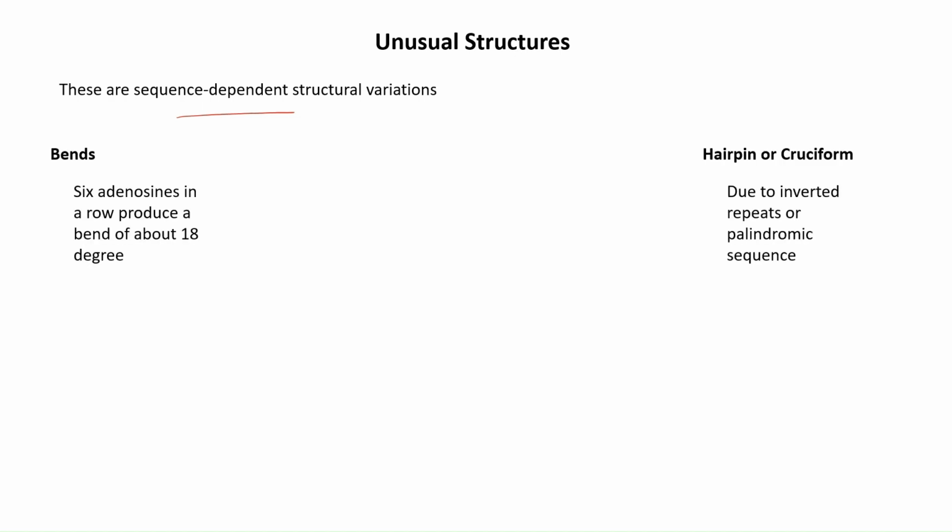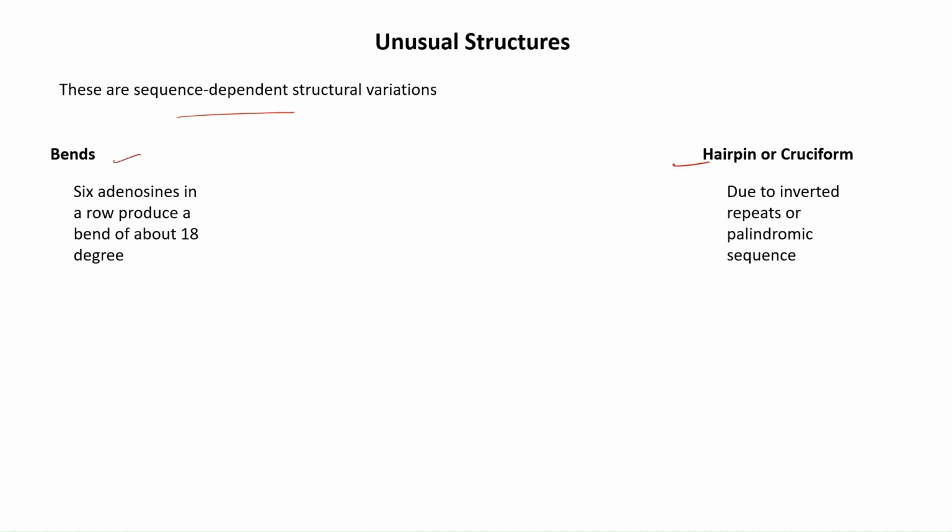Now there are some unusual structures. These unusual structures are not found in the complete DNA strand. It is a sequence-dependent structural variation. That means whenever that particular stretch of sequence is found in any particular segment of the DNA, that segment will take this unusual structure. There are two of them: bends and hairpin.